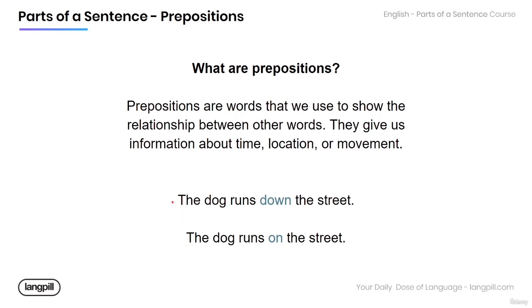The first one reads, the dog runs down the street. The second one reads, the dog runs on the street. So here, down and on are what we call prepositions. They're giving us information about the relationship between the dog running and the street. So how is the dog running on the street? It's running down the street. Or how is the dog running with the street? It's running on the street. So this adds extra information about the relationship between our subject and our object.